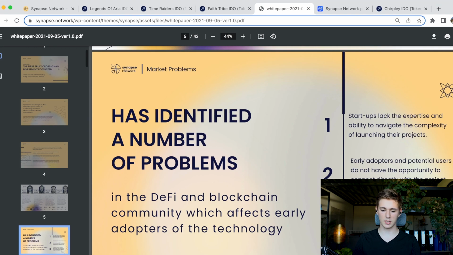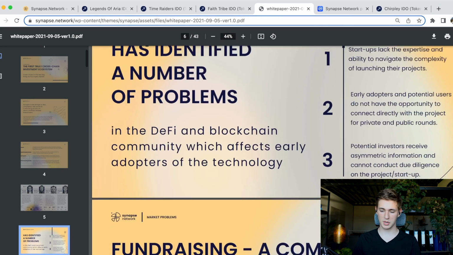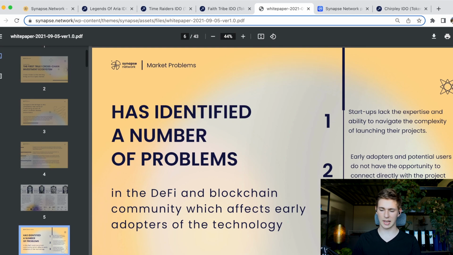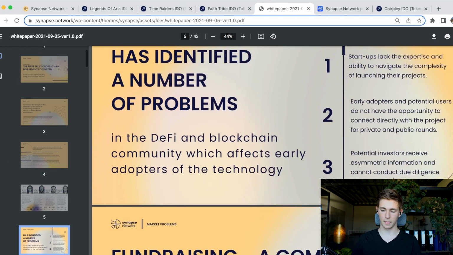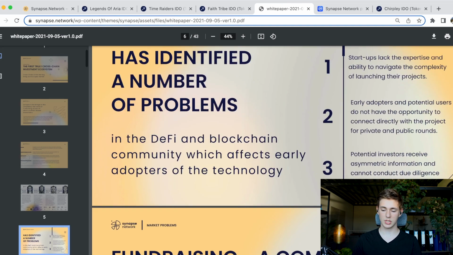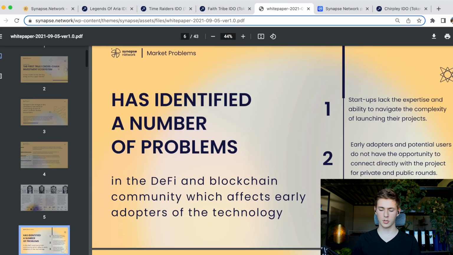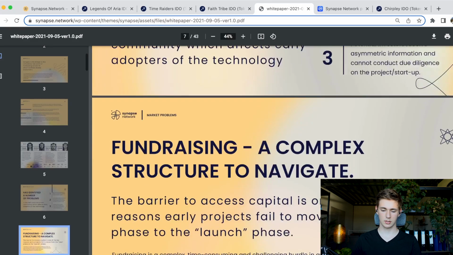So here, the identified number of problems. They seem to have 3 of them. One is startups lack the expertise and ability to navigate the complexity of launching their projects. Second one is early adopters and potential users do not have the opportunity to connect directly with the project for private and public rounds. The third one being potential investors receive asymmetric information and cannot conduct due diligence on the project/startup. All 3 of them are certainly true, and I hope to see a problem statement on the next slide. No.